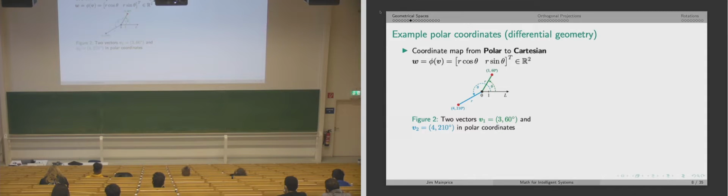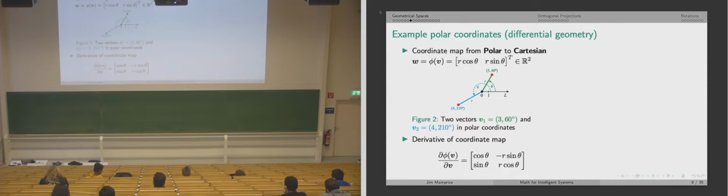Okay, and here we have two vectors. This one is at approximately 3 meters from the origin and 60 degrees. And then the blue one is 4 meters, a bit further from the origin, and with a wider angle. Now, we can take the derivative of the coordinate map. That's really the key to, at least, geometrical problems in differential geometry: that we can take the derivative of the coordinate transform map, and that is this thing here.